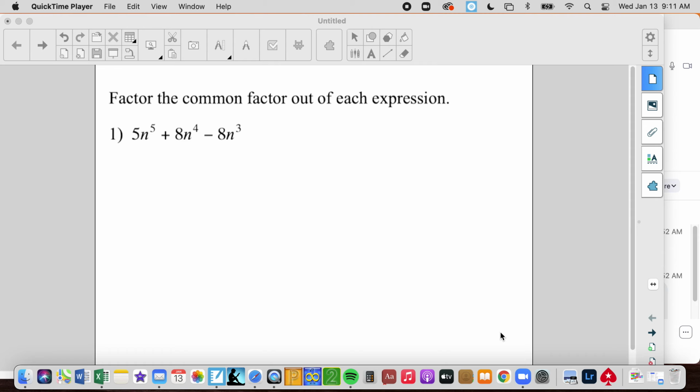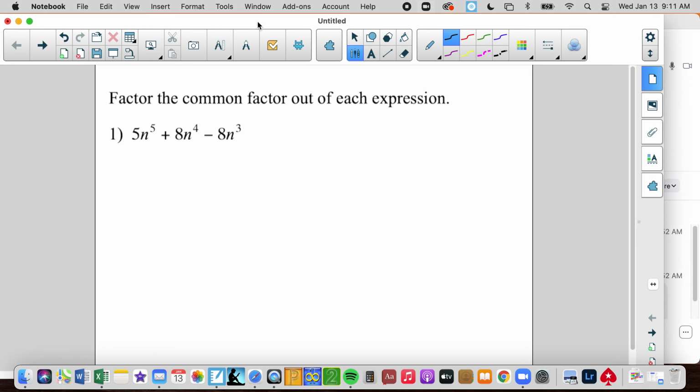Okay, today we are going to add a little flavor to factoring. Before, we factored binomials. Binomials have two terms, and the difference between a binomial and this is that this has three terms, so we call that a trinomial. A trinomial consists of three terms.